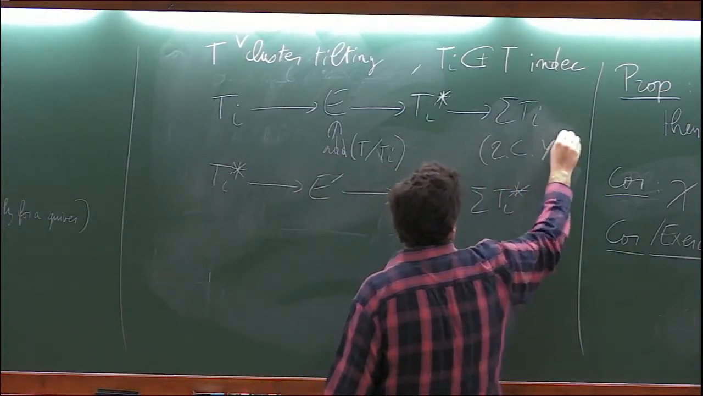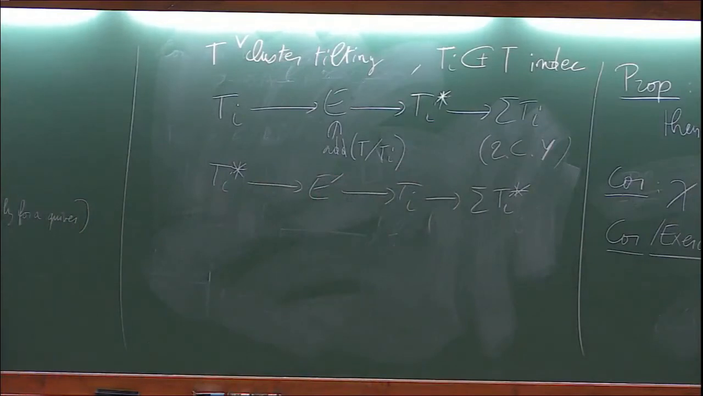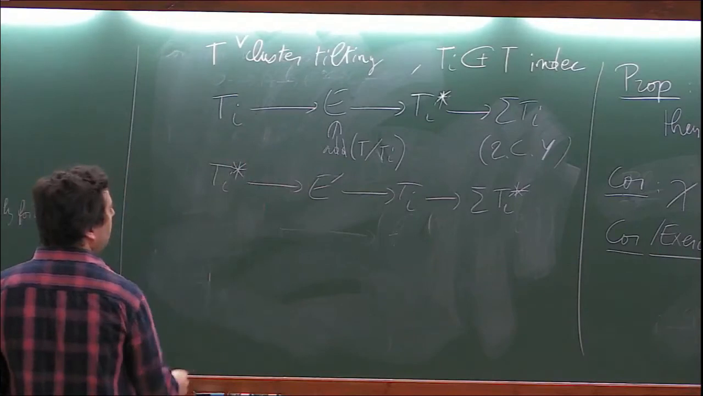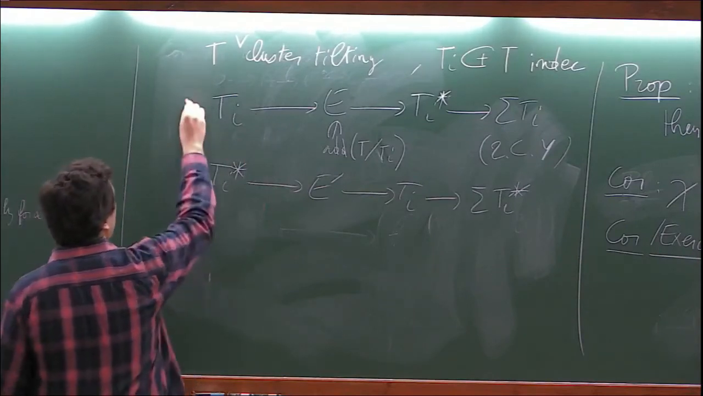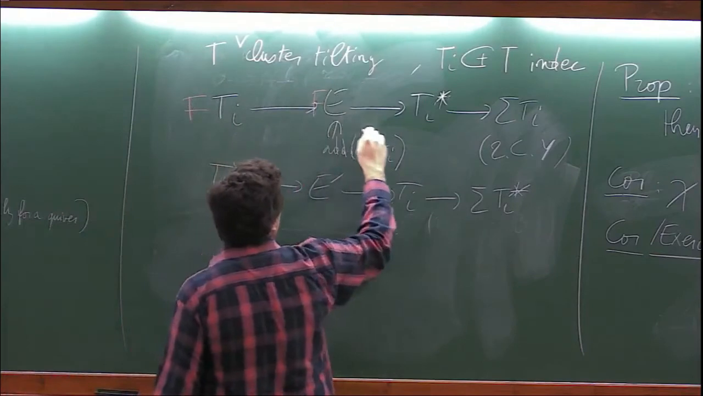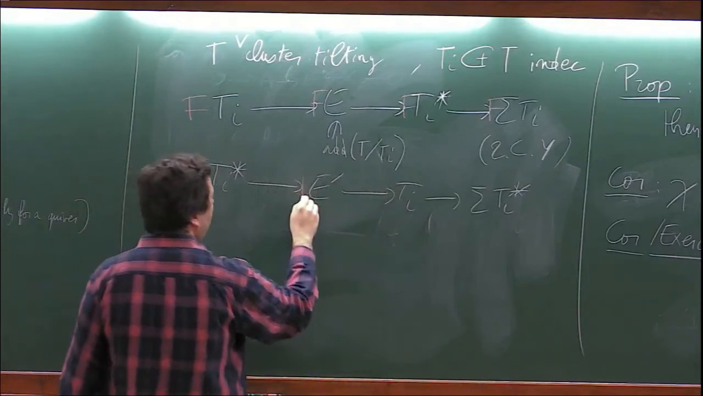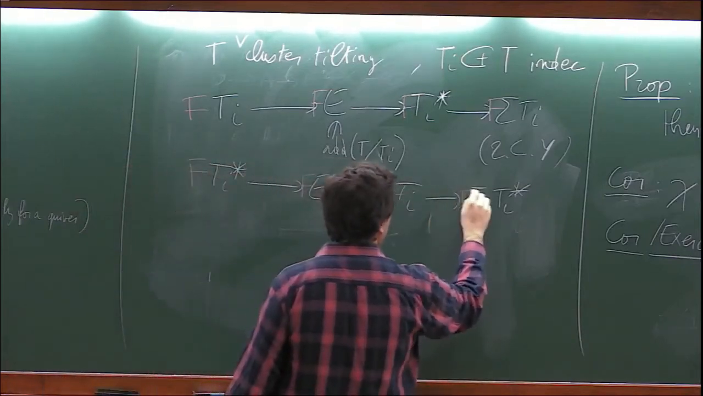This is essentially because the category is 2-Calabi-Yau. I mean, plus the fact that you have a cluster tilting object, plus the fact you have no loops and no 2-cycles, probably. Sorry about this simplification, but I'm explaining in this case for now. So you have that, and then you do the following thing. You apply the functor F. You apply F everywhere, and it gives you an exact sequence.